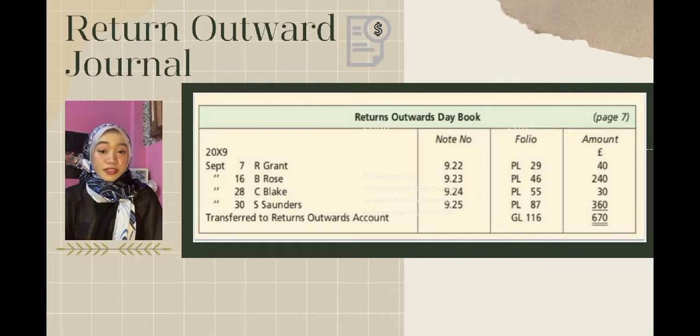Same with the returns inward journal, the returns outward journal also has several important things that you have to state in order to complete it. First, I will start by mentioning the title of the journal, which is returns outward journal, followed by the date, the details, the note number, folio, and amount. And same as the returns inward, you have to mention the thing you have done that day, which is transferred to the returns outward account.